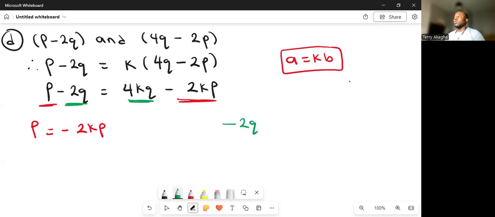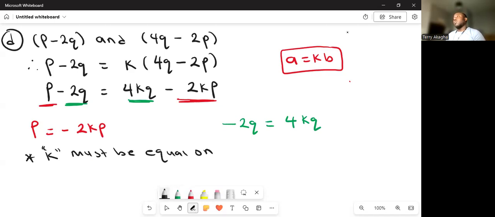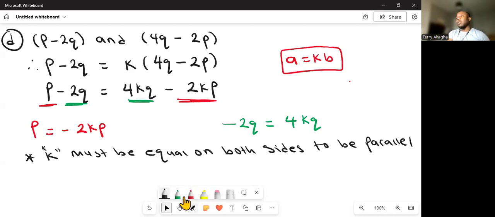So minus 2Q must be equal to 4KQ. And also, for this to be parallel, K must be equal on both sides. Does that make sense? K must be equal on both sides to be parallel. So let's check this out now.